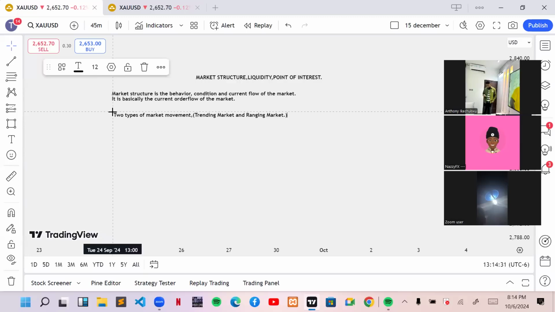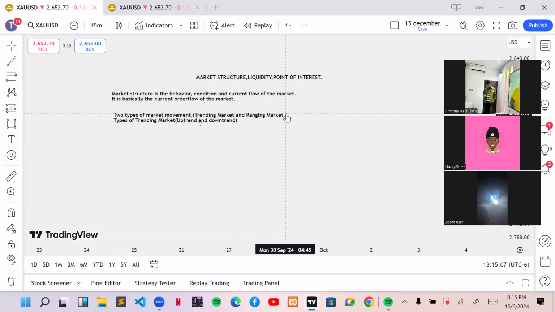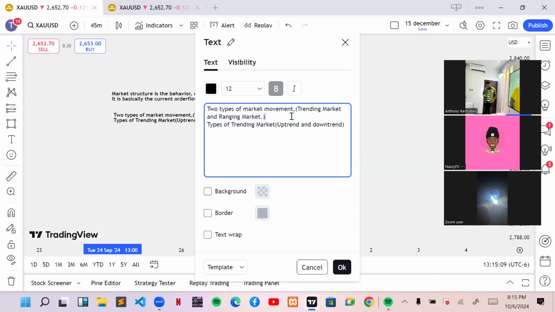So market structure is the behavior, the condition, and the current flow of the market. It's basically the current order flow of the market. And there are two types of market movements: a trending market and a ranging market. For the trending market, there are two types, which are the uptrend and then the downtrend.